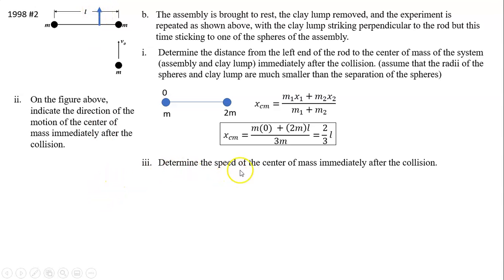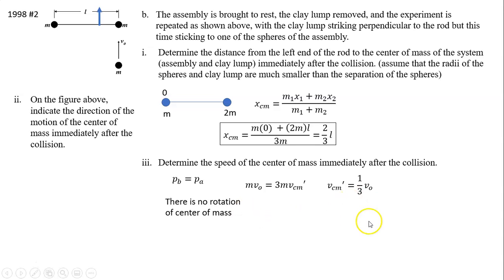Part 3, determine the speed of center of the mass immediately after collision. So again, center of the mass is not rotating, right? So only linear momentum is conserved. P before equals P after. P before is again m times v naught. P after is 3m, the whole system moving at v center of the mass.